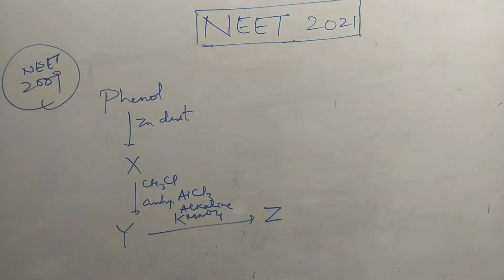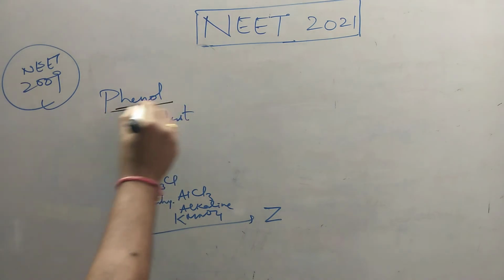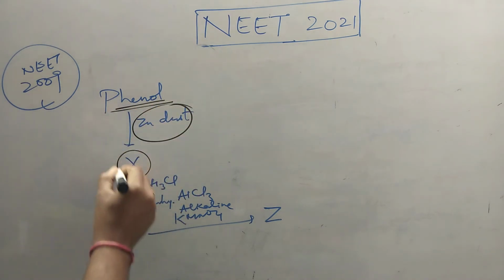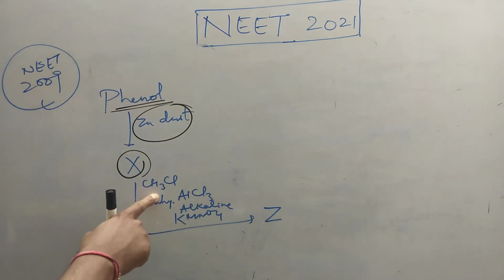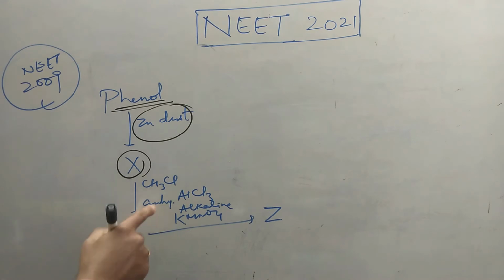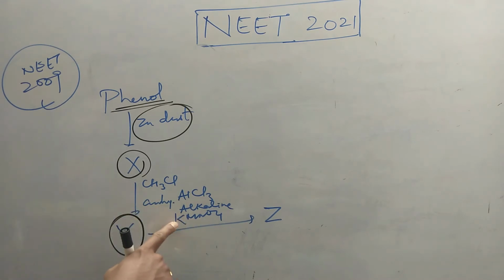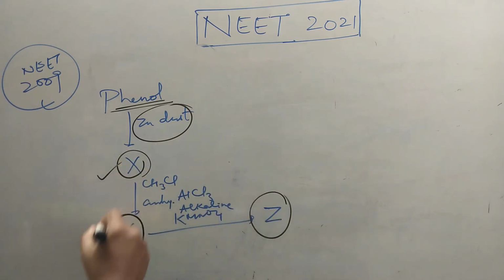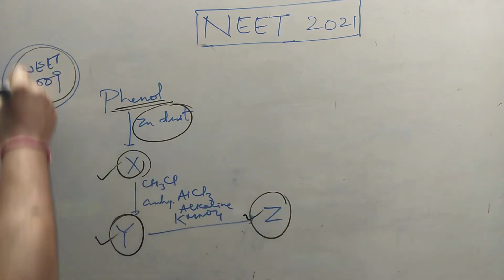Now look at this question, student. Phenol is treated with zinc dust to form X. X is treated with chloromethane in presence of anhydrous AlCl3 to form Y. Y is treated with alkaline KMnO4 to form Z. Identify X, Y, Z. This was asked in NEET 2009.